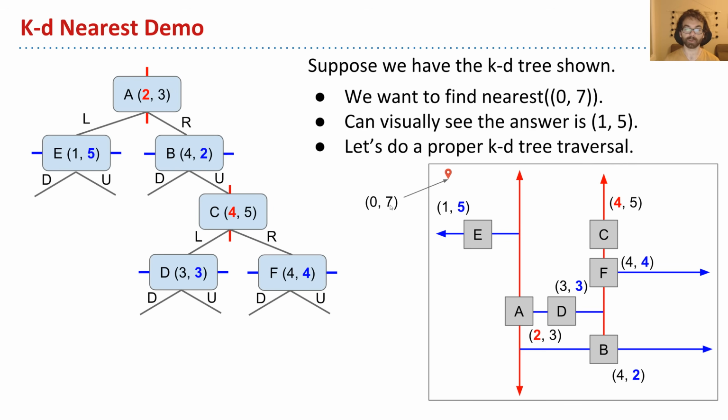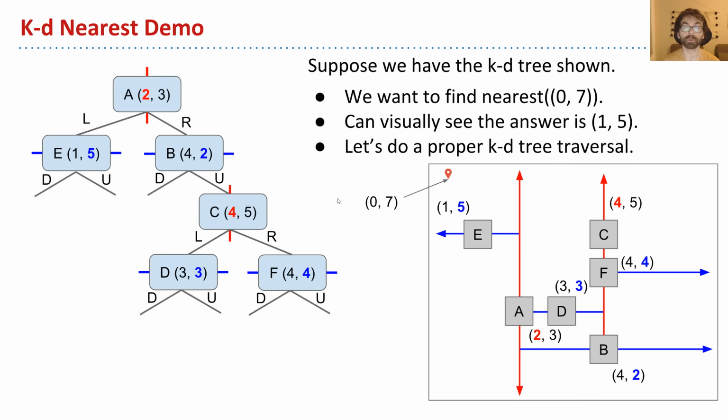So this point is 0, 7, and out of all the points, you and I can tell, out of A, B, C, D, E, F, E is the closest. However, the computer doesn't know that. It can't just look at this diagram, and instead it's going to have to start at the root and traverse this tree in some sort of intelligent way.